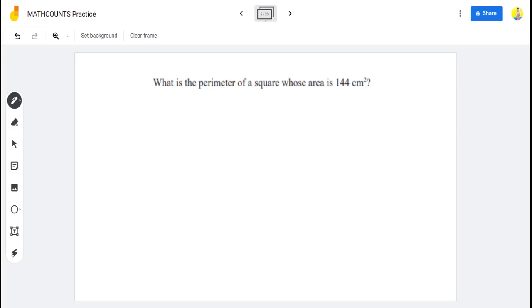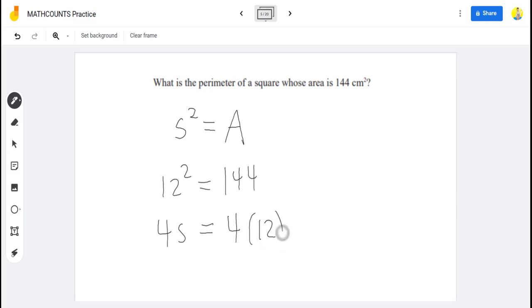What is the perimeter of a square whose area is 144 centimeters squared? So you know that the area of a square is equal to s squared, where s is the side length. And since the area is 144, the side length is 12. The perimeter is just 4s, since there's 4 sides in a square, and each side is the same length. So the perimeter is 4 times 12, or just 48 centimeters, of course.